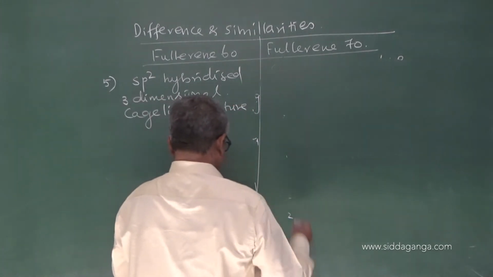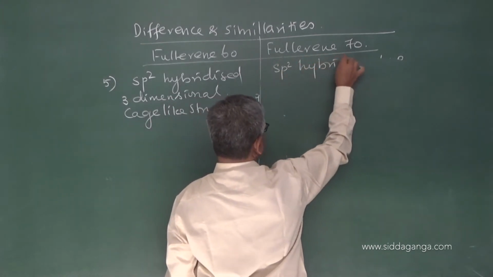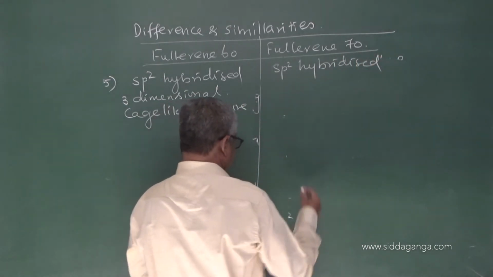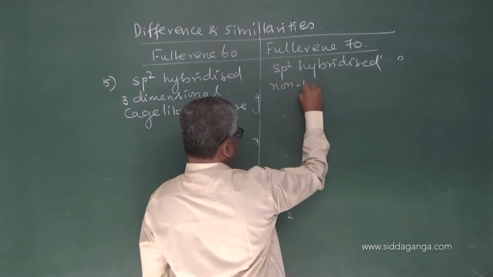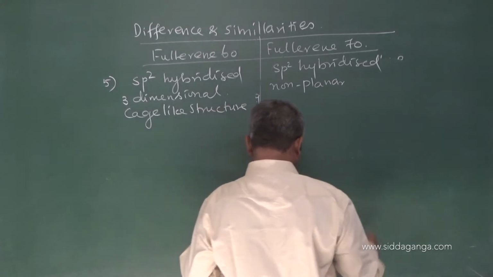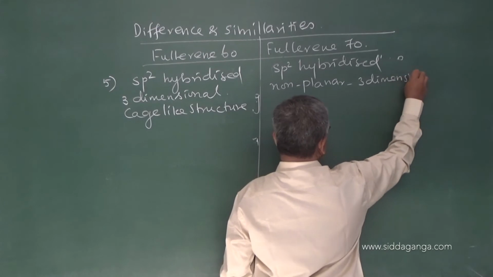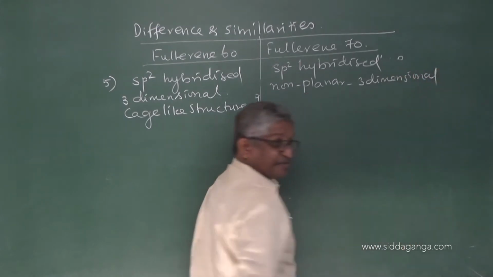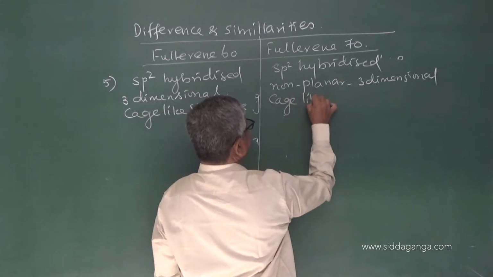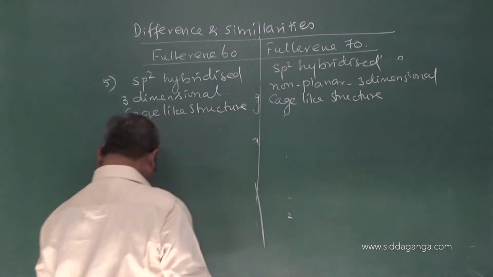This is sp2 hybridized, non-planar, and these also are three-dimensional cage-like structures.